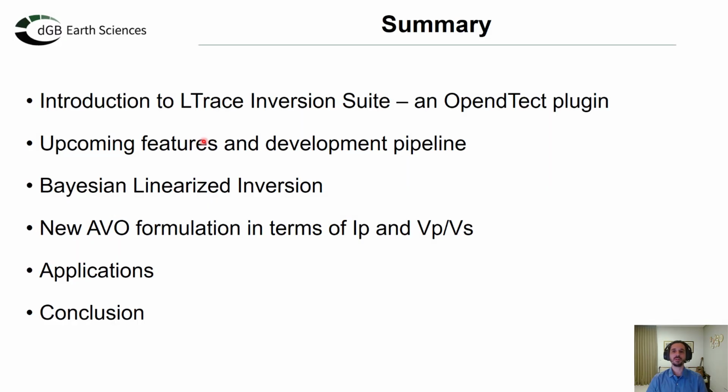So this is the summary of the presentation. I will start with an introduction to the plugin, the LTrace Inversion Suite, including our development pipeline, and then I will discuss the inversion model, which is the Bayesian Linearized Inversion, and then I will show the derivation of the new formulation in terms of P-impedance and Vp-Vs ratio, which was recently published in EAGE and Geophysics. And I will discuss also some applications of the BLI with the new formulation, and then I have some conclusions to show.